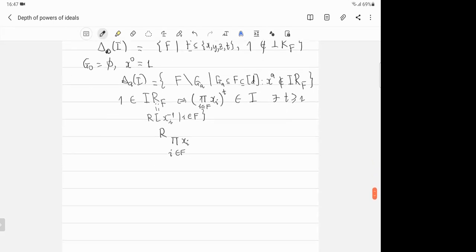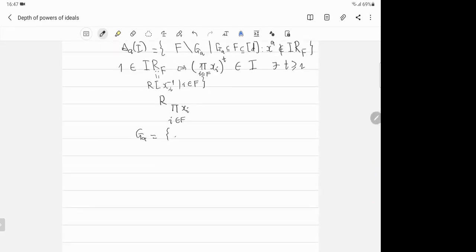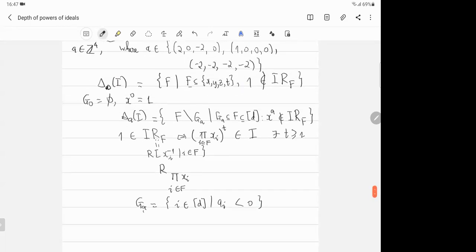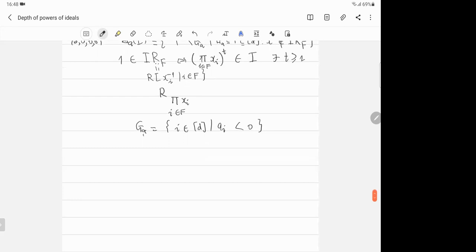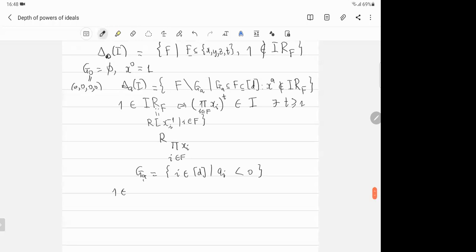Yes, G_A is the negative support, so all the i in D such that the i-th component of A is negative. So if A is the zero vector, then this is an empty set, right? All the components are zero, so no negative components. Remember that A is a vector in Z^d. Yes, it's a vector.